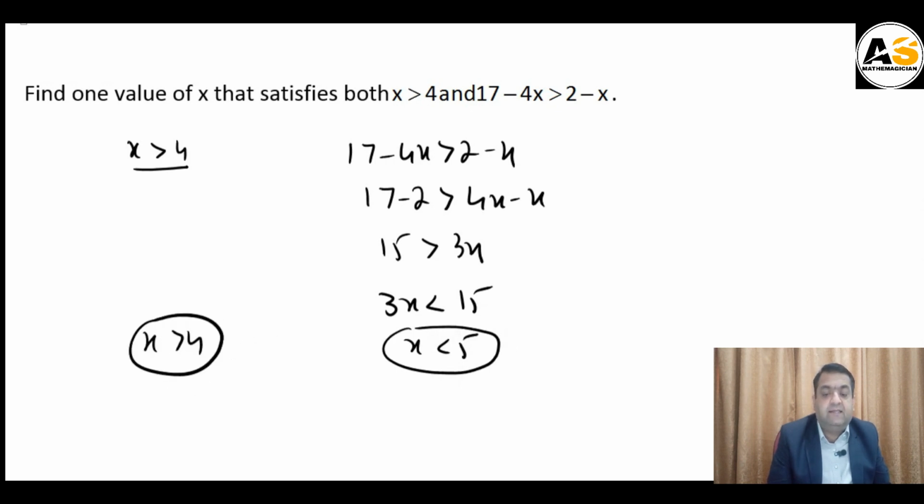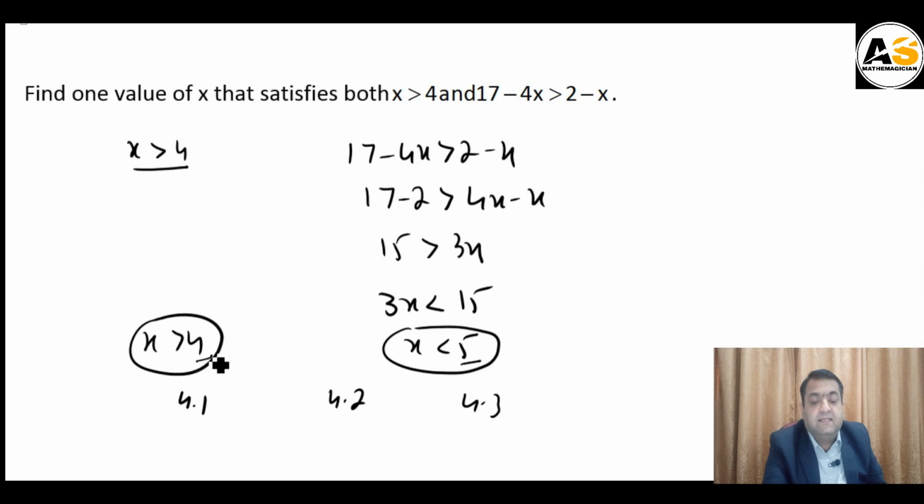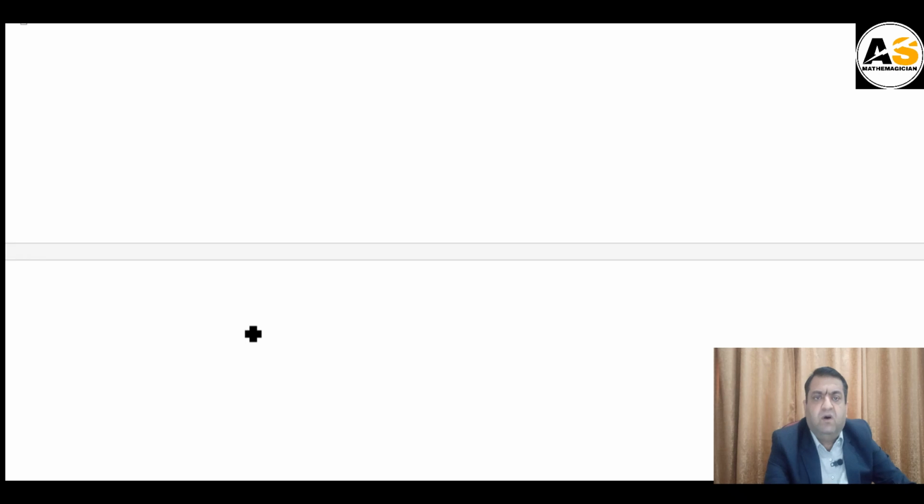On the other side, x is greater than 4. We have to give one possible value of x which satisfies both. It means x is less than 5, but x is greater than 4. So the value can be 4.1, it can be 4.2, it can be 4.3. It should be less than 5 and greater than 4. But you only have to give one possible value.